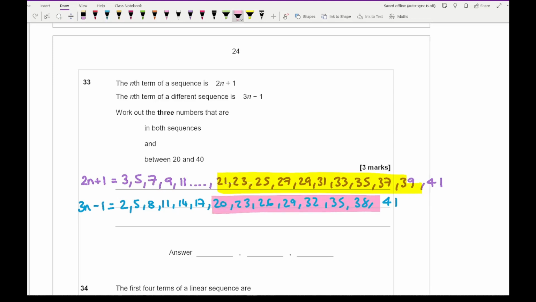So here I'm just looking for 3 numbers that appear highlighted in yellow and in pink, and if I pick a colour that I've not used, let's go for red. So they are going to be 23, 29, and finally 35. And again, you can write those numbers in any order.